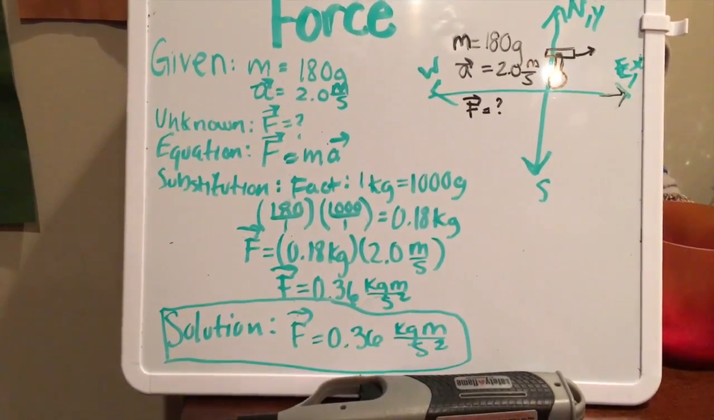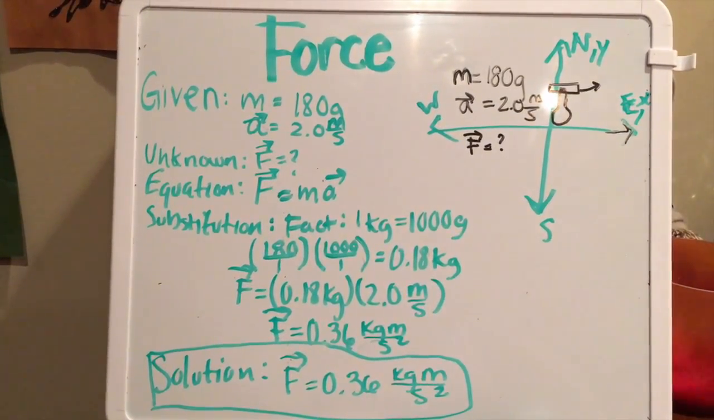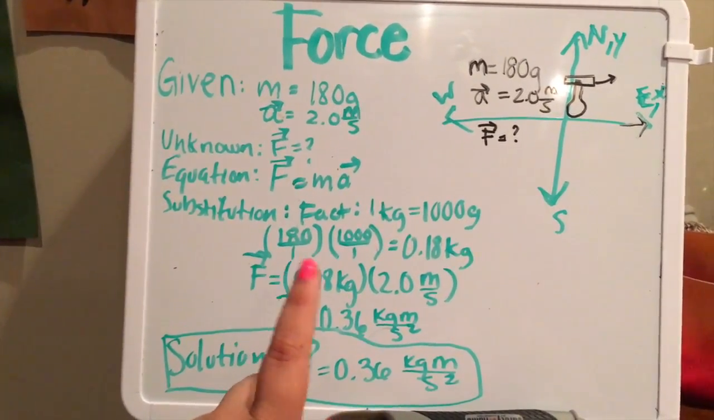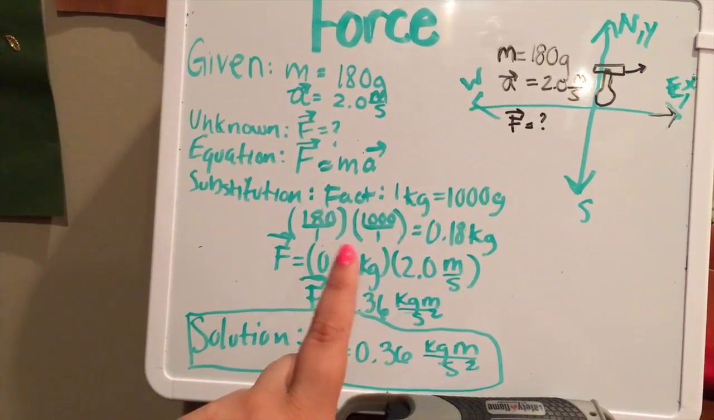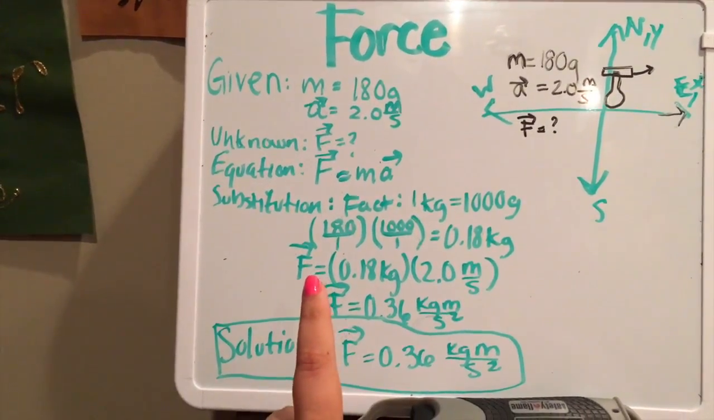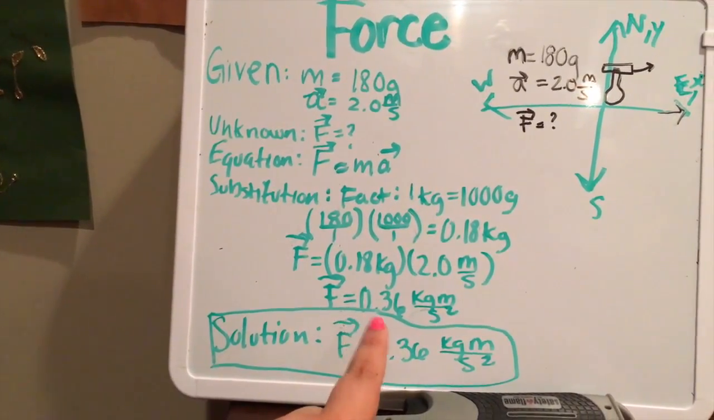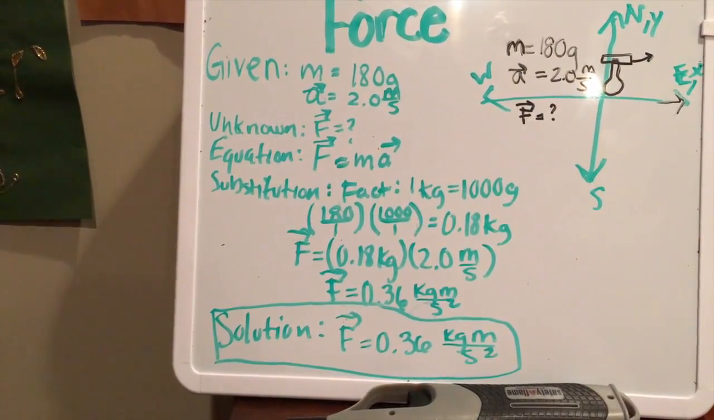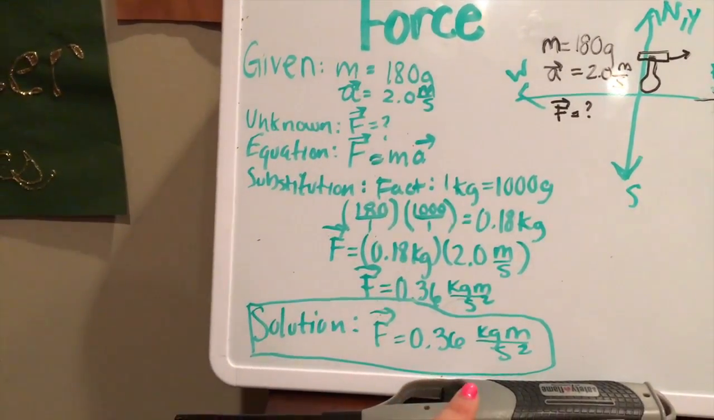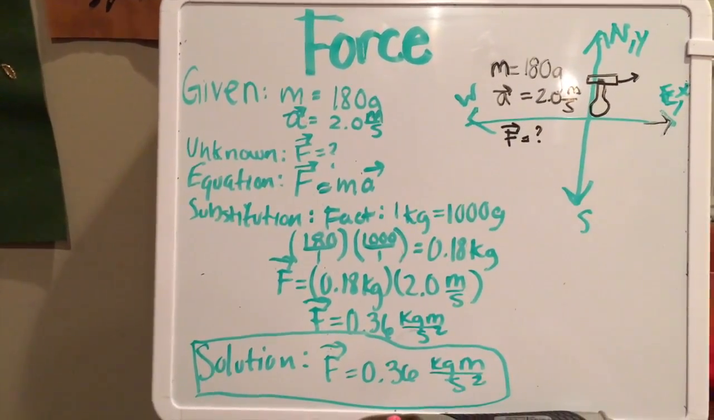And then for our substitution that's next, we need to change the grams into kilograms. So the fact is 1 kilogram equals 1,000 grams. We did the math: we divided 180 by 1,000 and we got 0.18 kilograms. Next we plug that into the force equation and we got 0.36 kilograms times meters per second squared. Our solution is force equals 0.36 kilograms times meters divided by seconds squared.